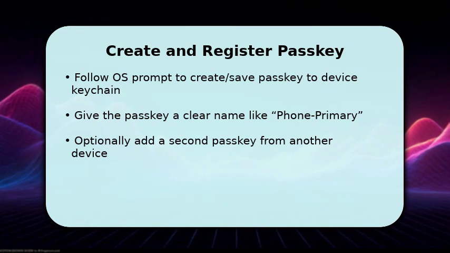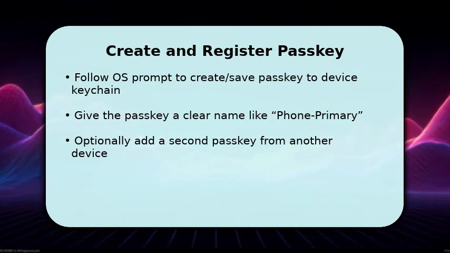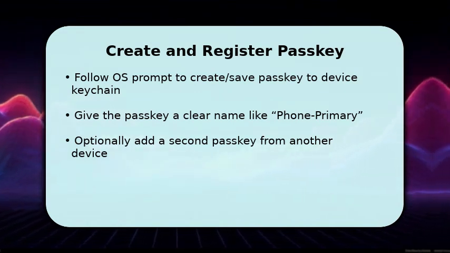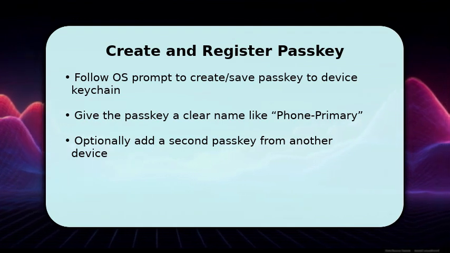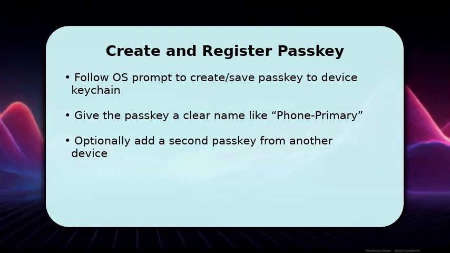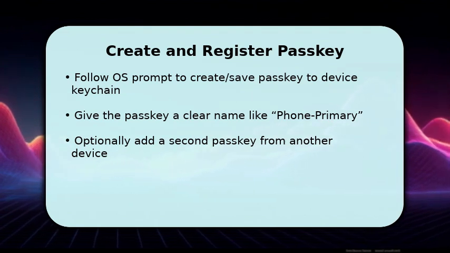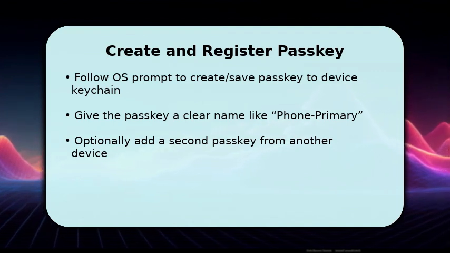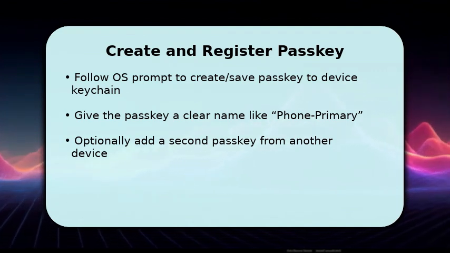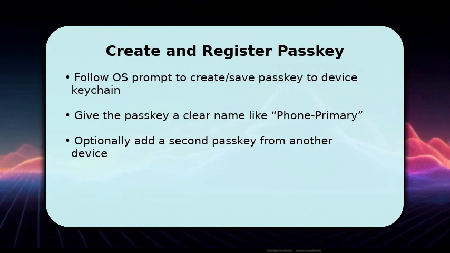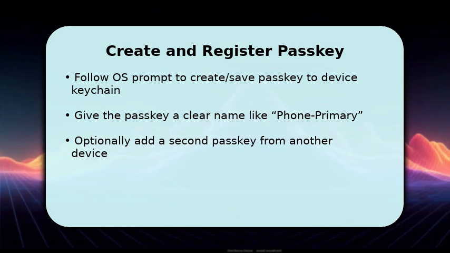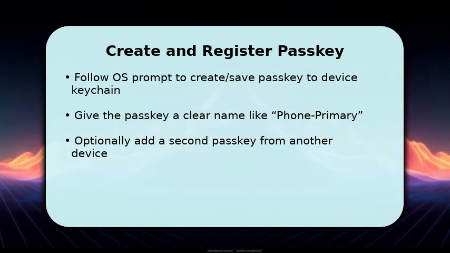Next, follow the device prompt. Your phone or browser will ask you to create and save the passkey to its secure keychain. Tap to create, authenticate with biometrics or device PIN, and give it a descriptive name so you can manage multiple keys. Once the passkey is stored, Roblox registers the public key on their side. Make sure to add a second passkey from another device or a hardware security key as a backup. Once done, you'll be able to sign in without typing your password.